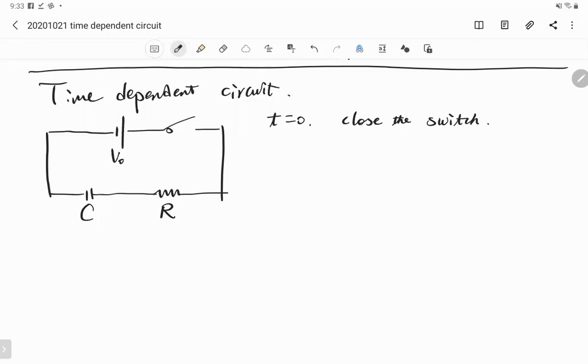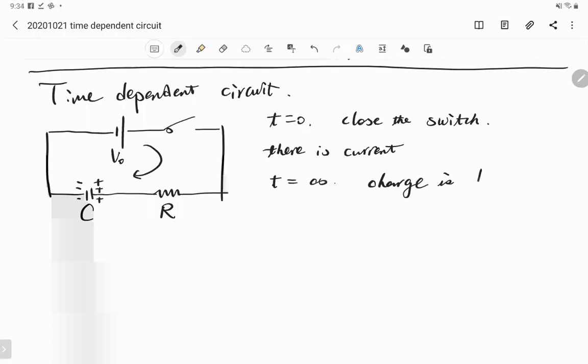At the moment when I close the switch, the battery is going to charge the capacitor. So I will see a positive charge on this side and negative charge on this side. So at the beginning, there's current. But after a long time, the charge is done. Then there's no connection on the capacitor. So that means no current in this case.